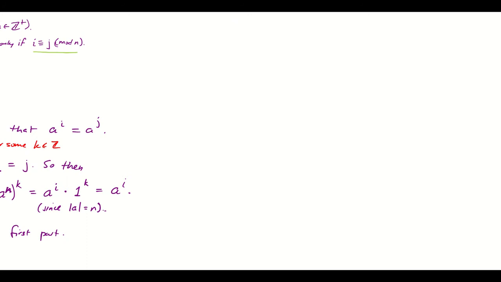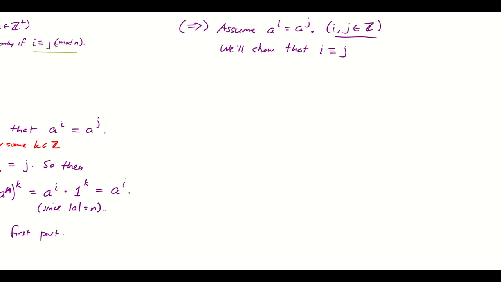So now here's the second part of the proof. So I think this is the rightward direction. Assume a to the i equals a to the j, where i and j are integers. And really, I should be doing that on each part. I think I forgot to introduce i and j on the previous part, but I really should do that. It's just good manners. We will show that i is congruent to j mod n.